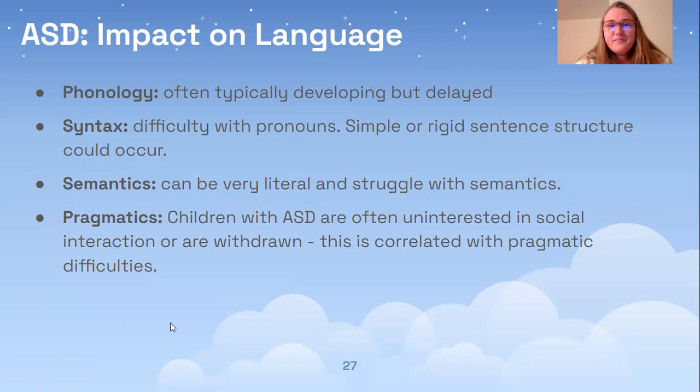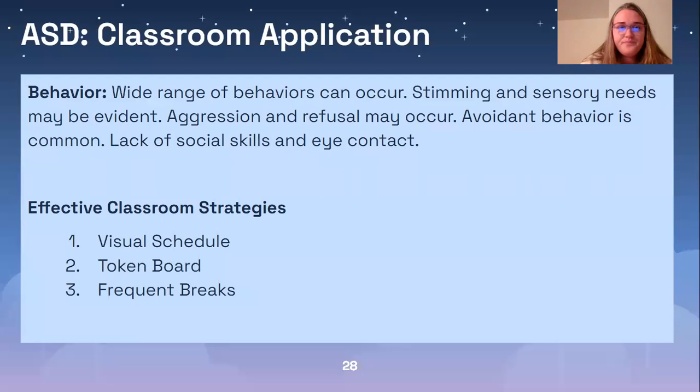Children with autism can be very socially withdrawn and not have that eye contact and not have any interest in interacting with peers. And sometimes they can be social. It really depends. A spectrum. So if you're looking at somebody with more significant behaviors of autism, they can be aggressive or have refusal or have avoidant behavior and have a lack of social skills. And oftentimes you'll see stimming, which is just sensory input and is often harmless.